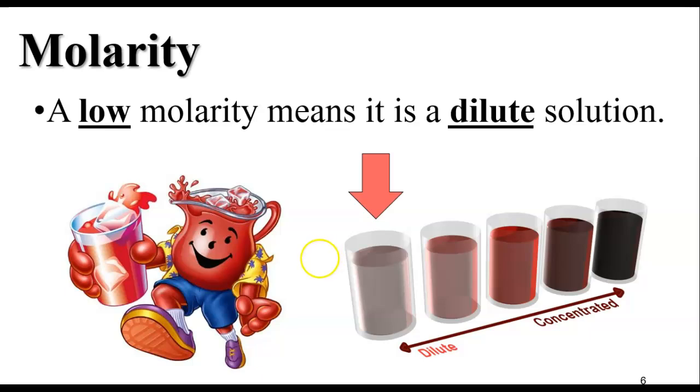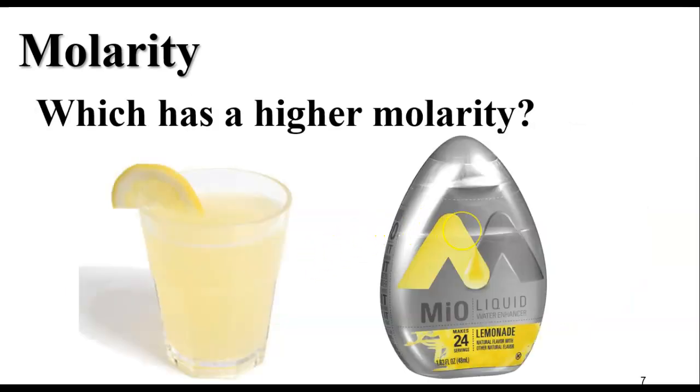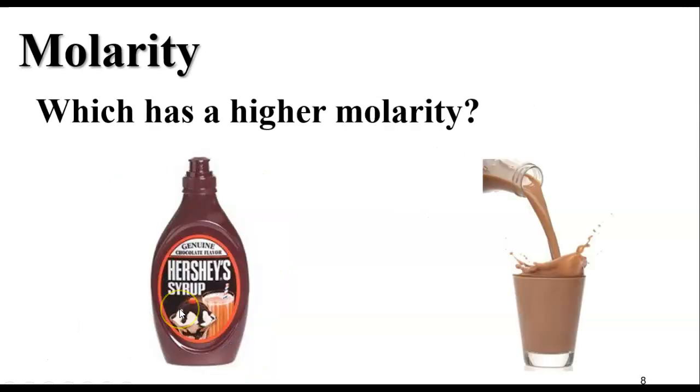Okay, let's look at a couple examples. This Mio we were going to use in class. Anyways, this is super concentrated, right? You're not meant to drink it. It hurts. It's like a Sour Patch Kid or like a Warhead or something. It hurts to drink it. It's too concentrated, versus lemonade. So the higher molarity would go to the Mio. You're supposed to add it to water to dilute it, okay?